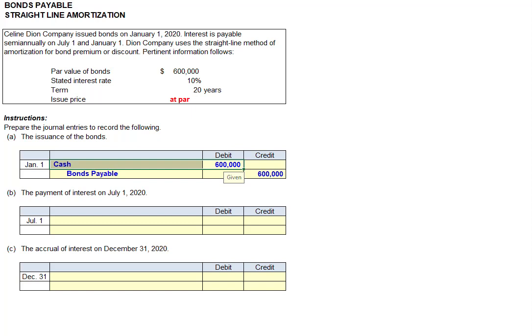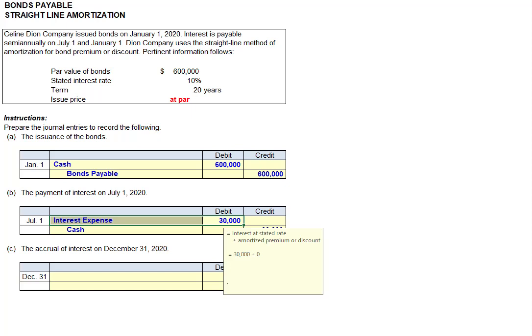On July 1st, 2020, we're going to make our first interest payment. The amount of that interest payment will be $30,000. That's the $600,000 par value times this 10% stated interest rate times 6 months divided by 12 months, or times 1/2, because these are semi-annual coupon payments. And our debit is to interest expense. Our interest expense will always be equal to the amount of cash paid, the coupon, plus or minus any amortized premium or discount. Since the bonds were issued at par, there is no amortized premium or discount.